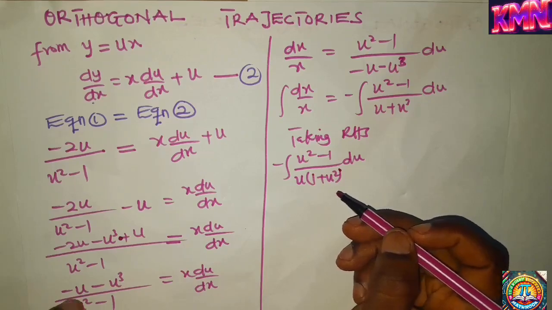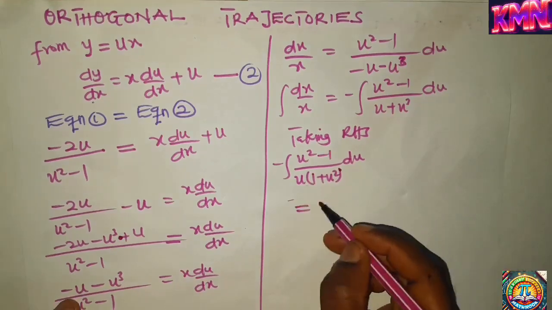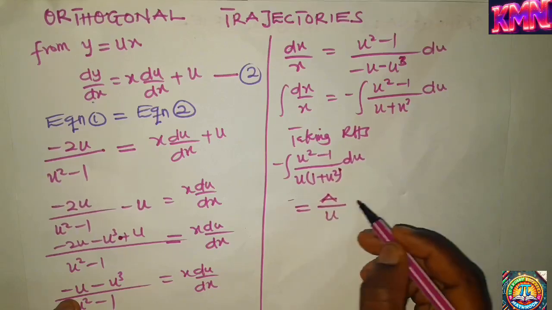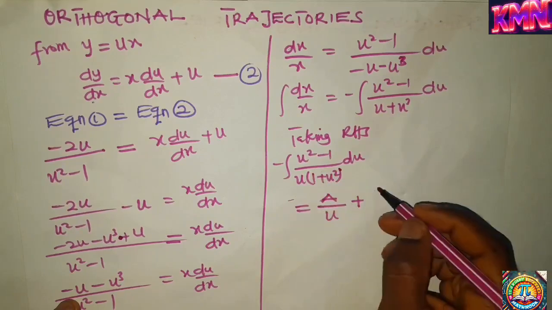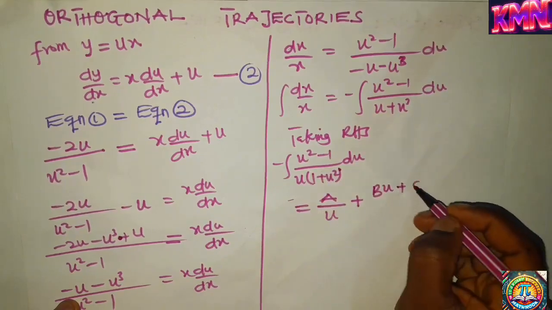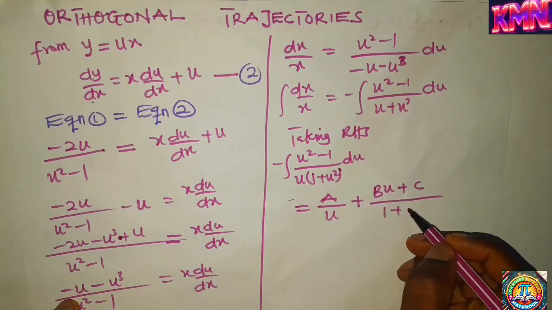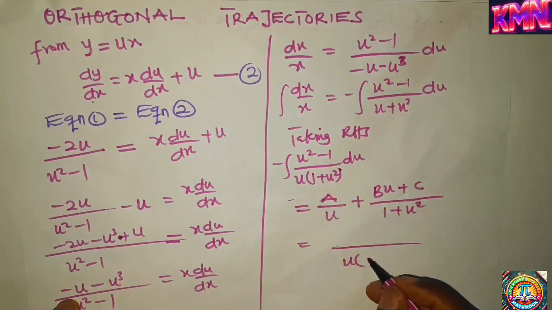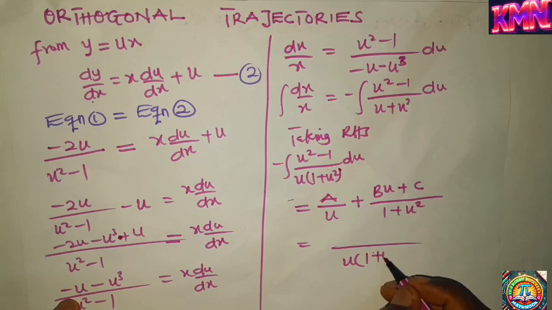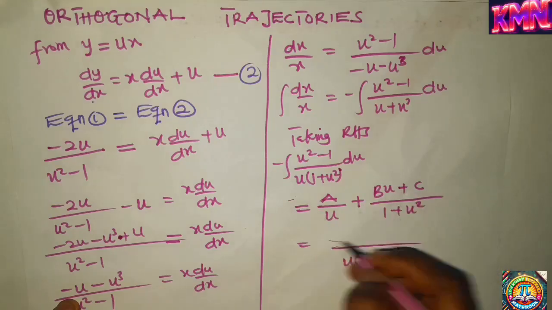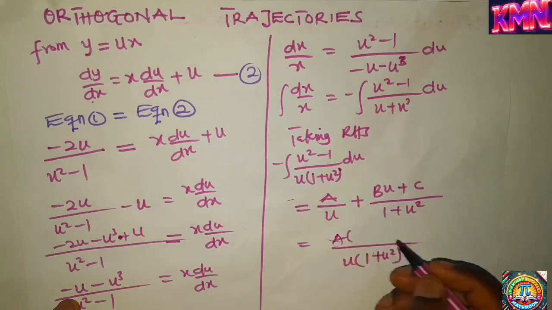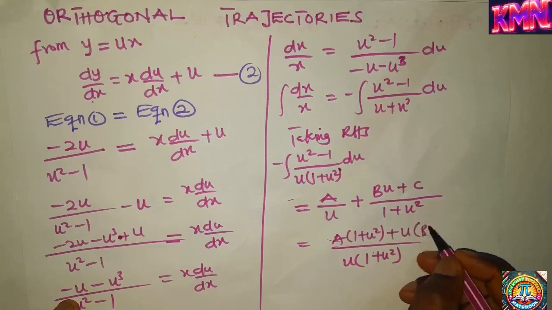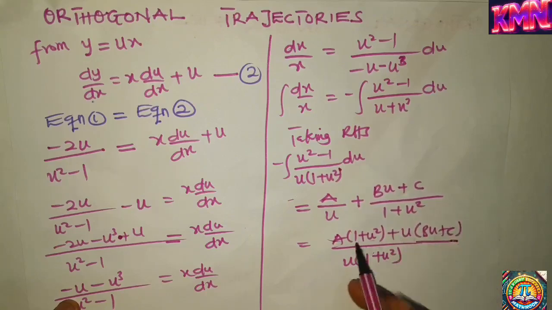So let's do that, and with that we can say that our A on this u, plus, this is quadratic, so we can say Bu plus C on the other part, 1 plus u squared. Simplifying this, we are going to get the denominator u bracket 1 plus u squared, and simplifying, we are getting A times 1 plus u squared plus u times Bu plus C. So now we can equate the numerator to what we have here.